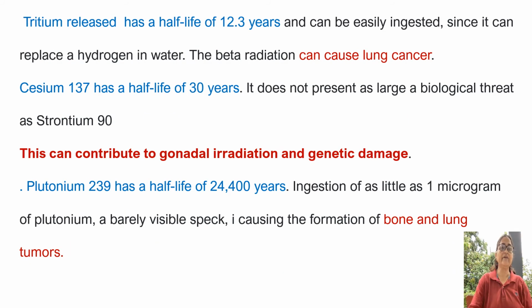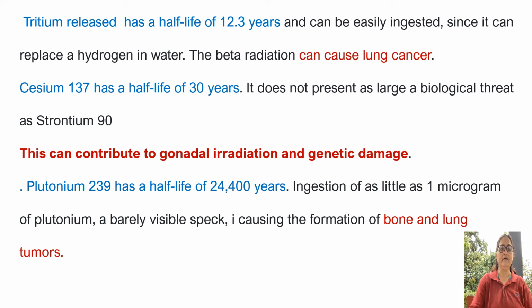Another one is tritium. Its half-life is 12.3 years, and it can easily be ingested since it replaces hydrogen in water molecules. And the beta radiation can cause lung cancer. Lungs are our vital organs, and they are affected very early. Cesium-137 has a half-life of 30 years. It does not present as large a biological threat as strontium. This can contribute to gonadal irritations and genetic damage. It causes infertility in human beings.